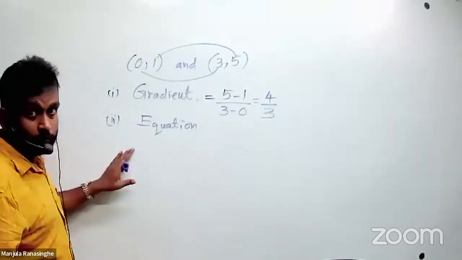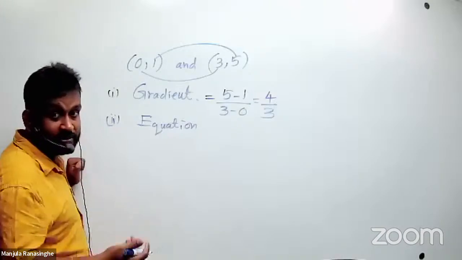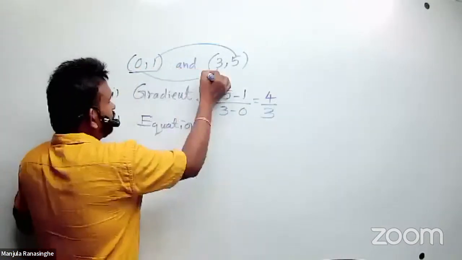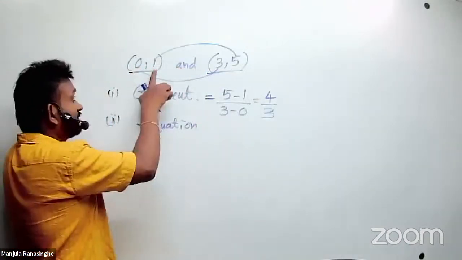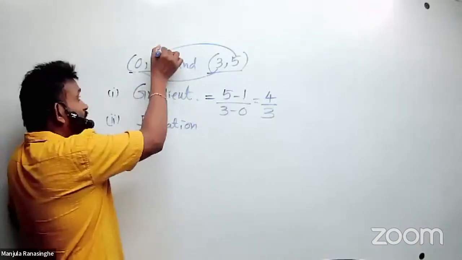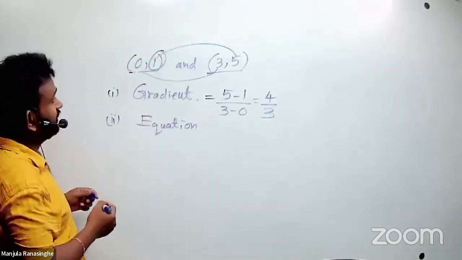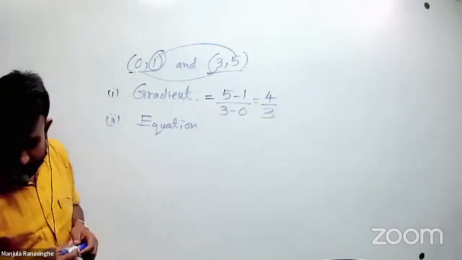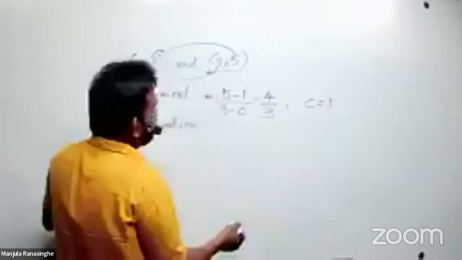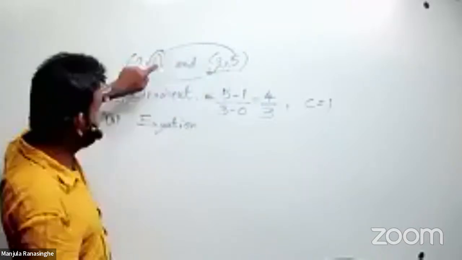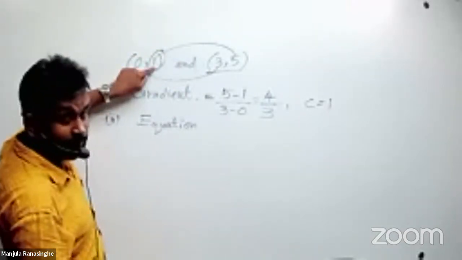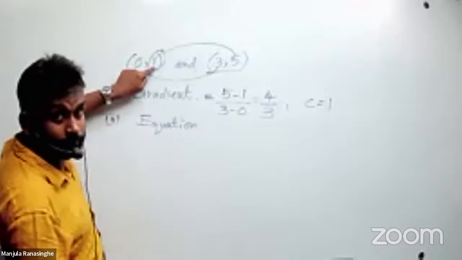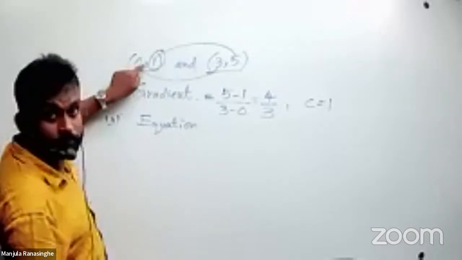So to find the equation, we require the intercept. How to find the intercept? Out of these two coordinates, 0 comma something is given here. So after the 0, that is the intercept. Have you understood? By looking at the two coordinates, this one is the c, because the x coordinate is 0.